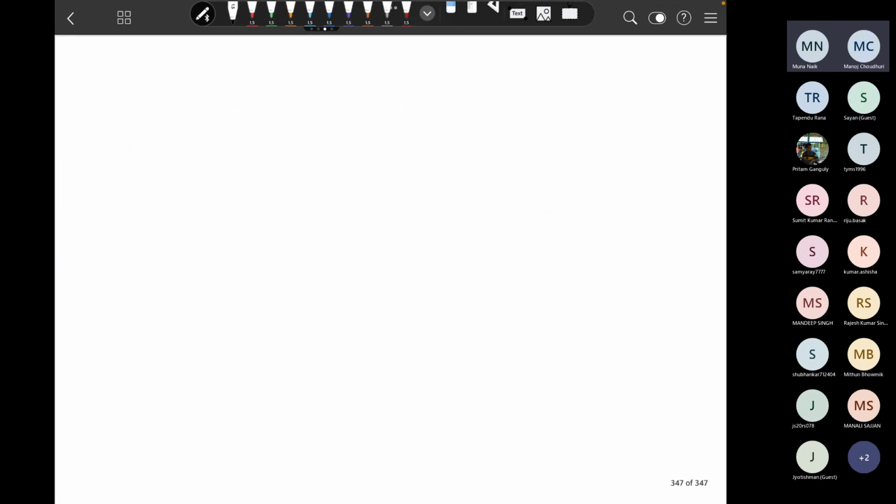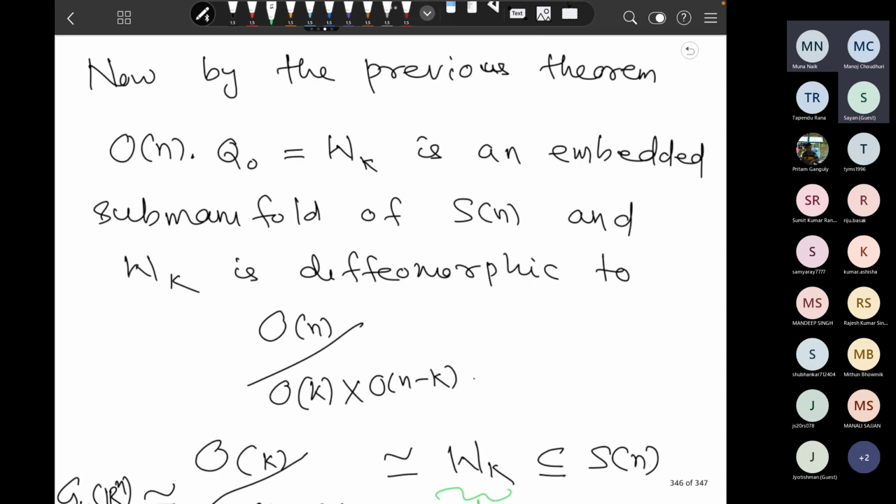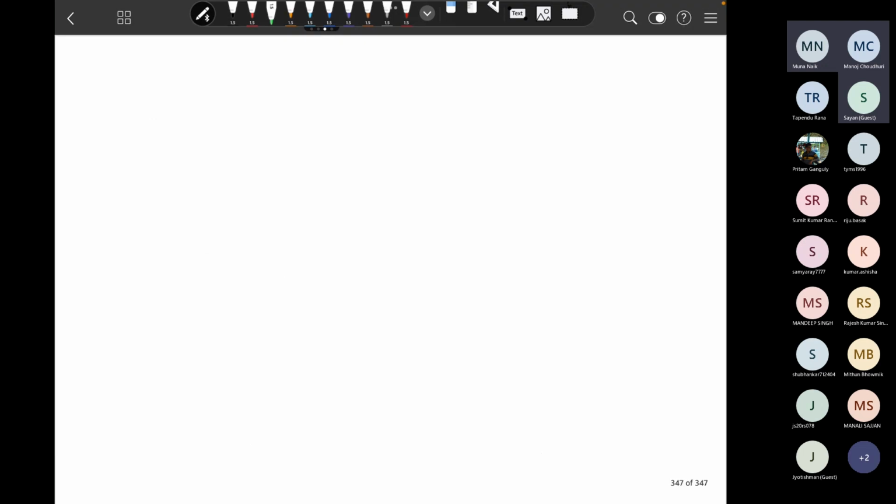So I have shown that this is a Riemannian manifold, and I will show that this is a Riemannian symmetric space. Let us finish this small part. It will take 10-15 minutes. Okay, so now our next goal is to show that G_K(R^N) is a Riemannian symmetric space.